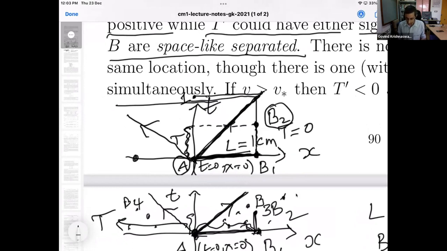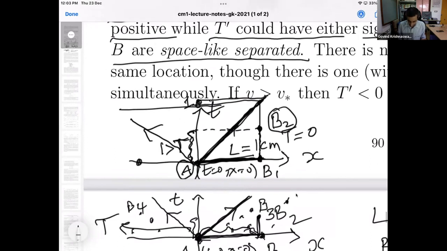If this is 1 and this line is at 45 degree, then this point is also at 1. In this case, this T is below 1 and therefore T is less than 1. Yeah, 1 is more than T. Is that okay? Okay, great. So you are now in agreement with me that B2 is also space-like separated from A. By the same sort of argument, B3 would also be space-like separated from A.